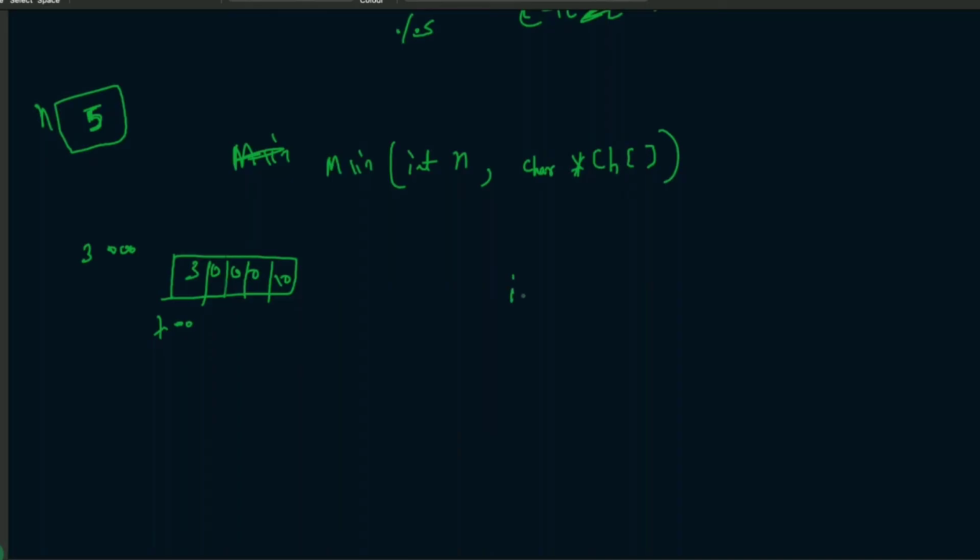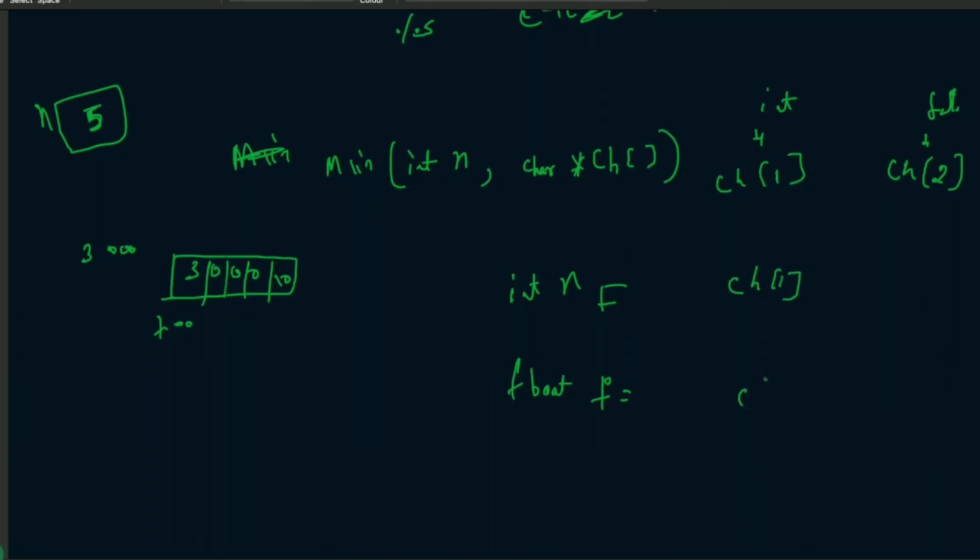For example, I'm getting integer n, right? In ch of 1, I have integer data. In ch of 2, I have float type of data. So I want to store the integer in n1, and this one I want to store in a float f. So the first one I want to store from ch of 1, and here I want to store from ch of 2.